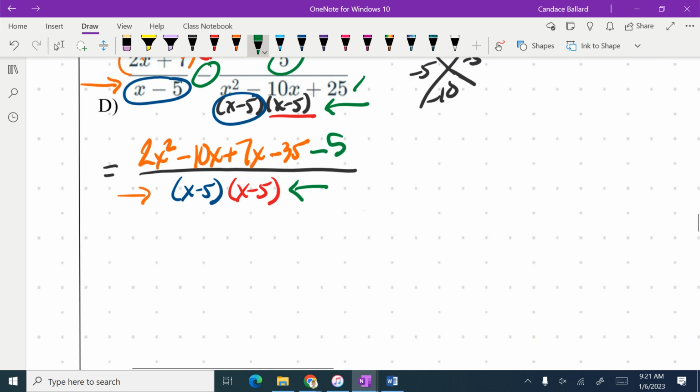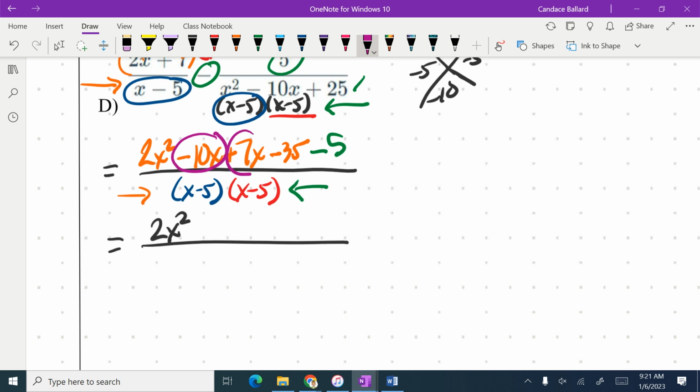All right. We've got to do some combining like terms. So do I need to do anything with the 2x squared? No, friends. Write him down. All right. What about the next one? Who's negative 10x go with? 7x. So what do we end up with? Negative 3x. All right. And then let's see. Who goes with negative 35? Negative 5. And then what do we get there? Negative 40. And then my denominator is x minus 5.